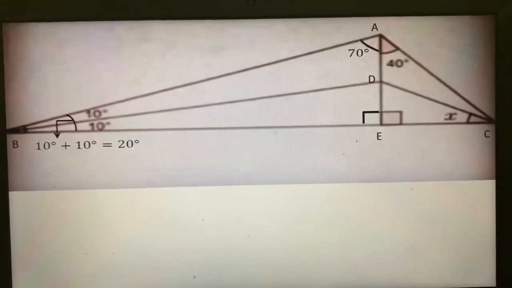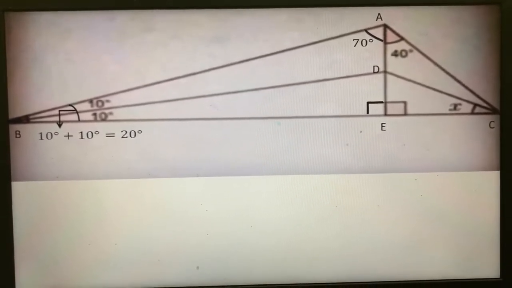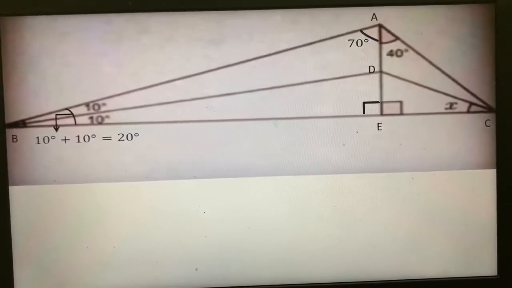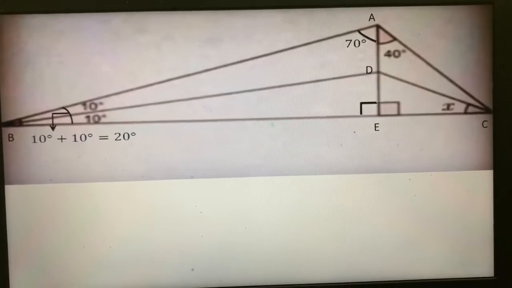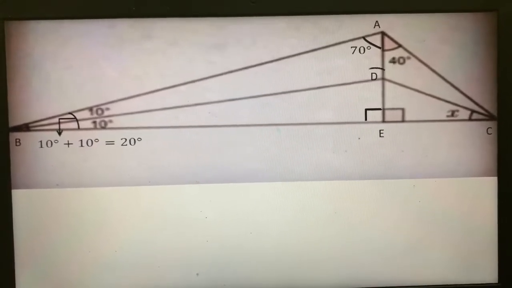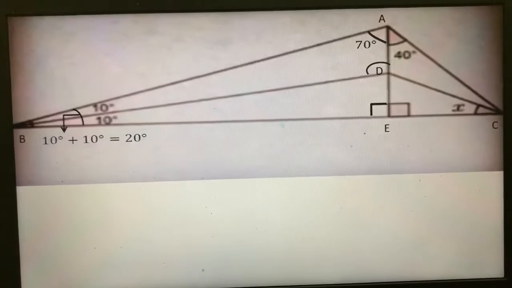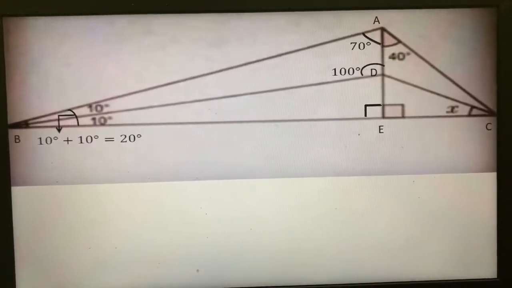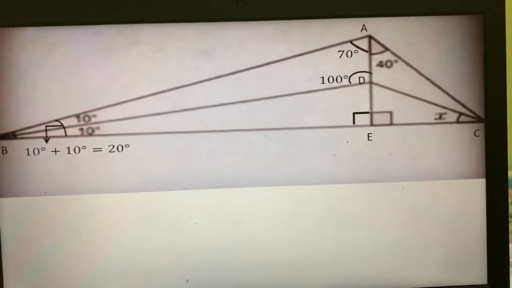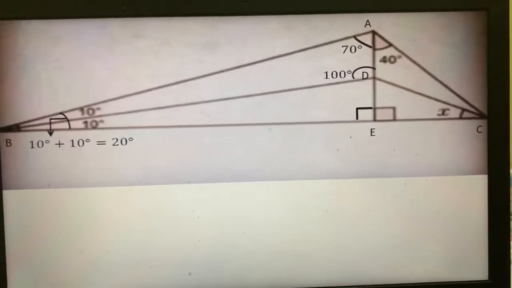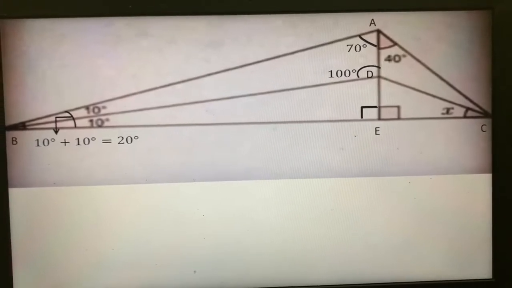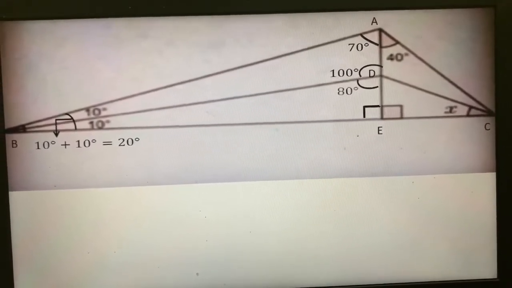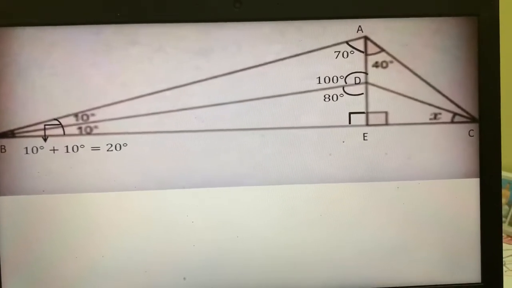Similarly, in triangle ABD, we have one angle as 70 degrees, BAD, and ABD as 10 degrees is given. Then what is the value of angle ADB? Sorry, my mistake, 180 minus 70 minus 10, that gives us 100 degrees. Now the remaining portion is BDE. BDE is clearly 180 minus 100, that is 80 degrees. So these are the things we can get.